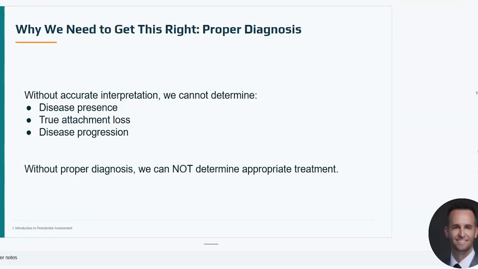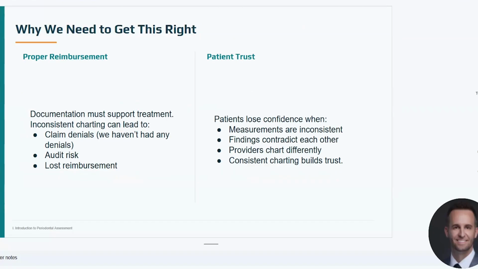Without accurate interpretation, these following things cannot be determined: disease presence, true attachment loss, and disease progression. We need a proper diagnosis or we cannot determine the appropriate treatment. We cannot just go off of blanket rules around probing. We need a full diagnosis and a full picture in order to do that.